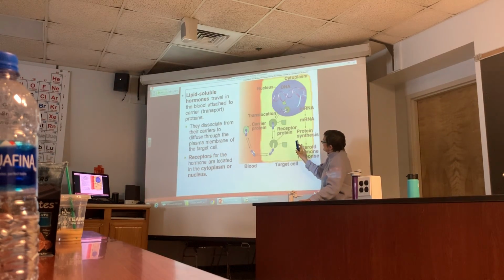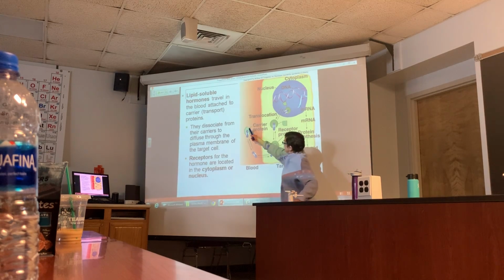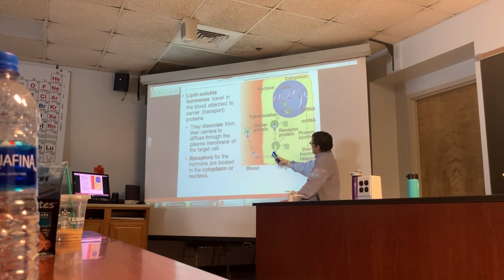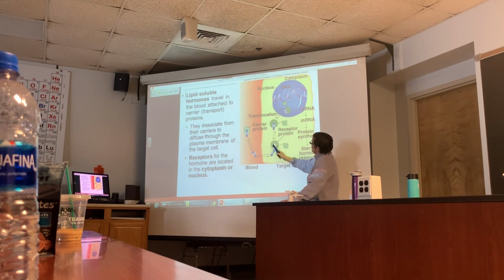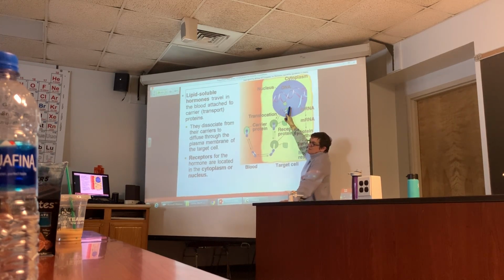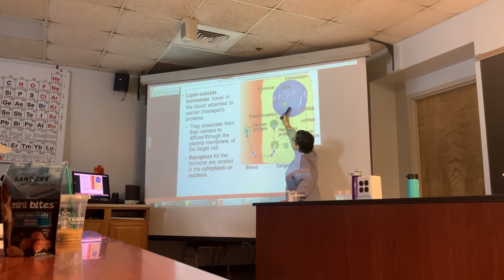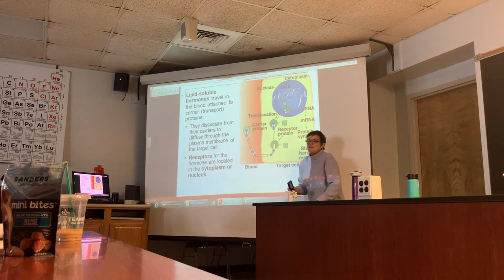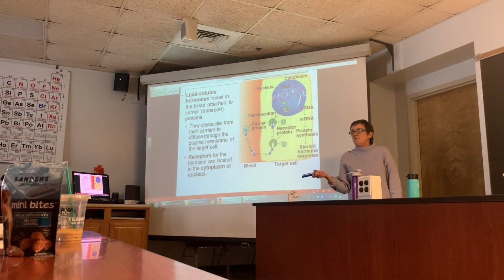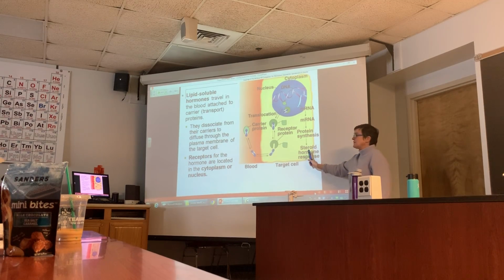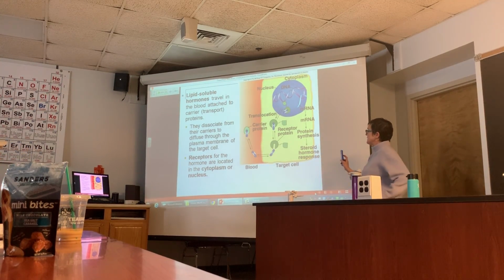There's another picture that shows this as well. Here's the carrier protein, here's the target cell, here's the blood. The hormone goes into the cell. Sometimes the receptor protein is in the cytoplasm, sometimes it is in the nucleus. It doesn't matter. The hormone binding to the receptor turns on a gene, which is then expressed as protein, and that protein causes a steroid hormone response. So all sterol lipids work this way.